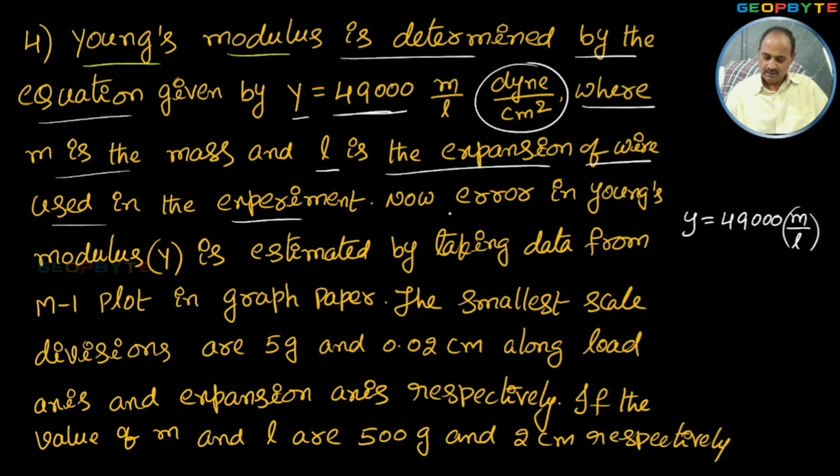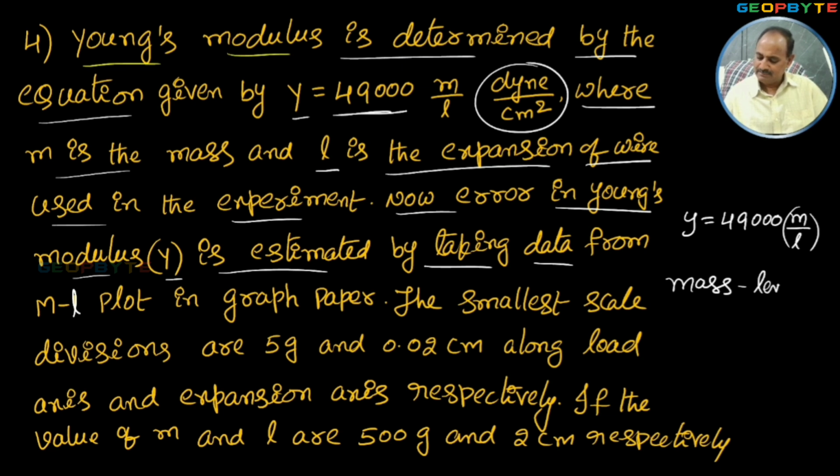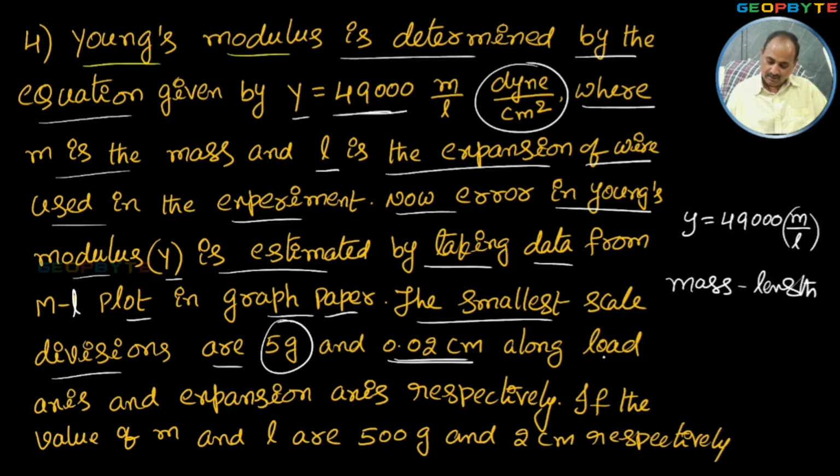Used in the experiment. Now, the error in Young's modulus Y is estimated by taking data from the ML graph, mass versus expansion length, plotted on graph paper. The smallest scale divisions are 5 grams and 0.02 centimeters along the load axis, meaning the mass axis, and the expansion axis respectively.